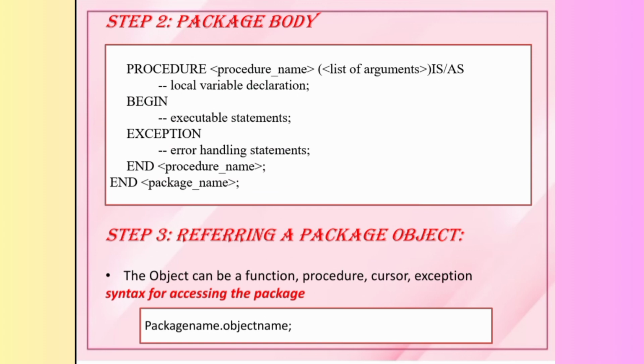This is the syntax for mentioning the procedure in the package body. Procedure name with parameters and local variable declaration. Within the begin section, mainly we will write the coding. Using the exception section, we will handle the errors, ended with an end statement. The last end statement is for ending the package.